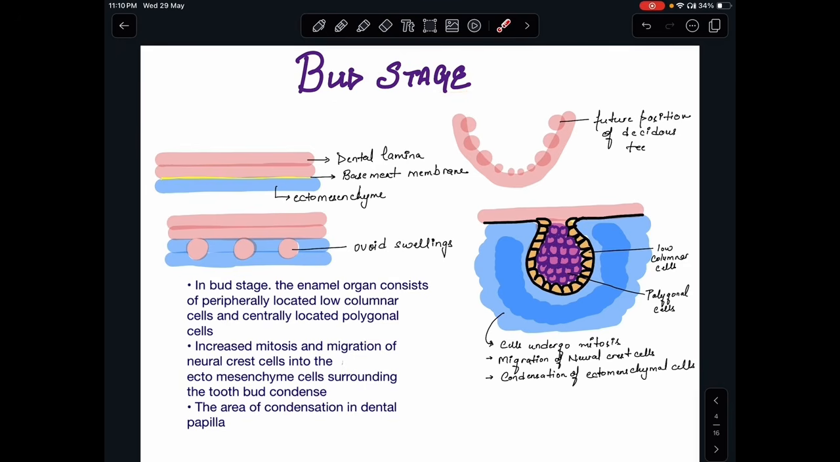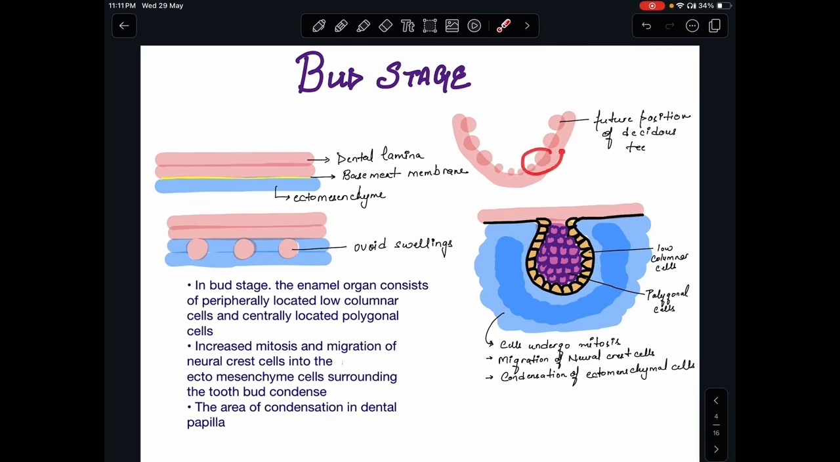So the bud stage starts with the differentiation of dental lamina. So this is the dental lamina, and then there's a basement membrane, and there is ectomesenchyme. So because of the interaction of the dental lamina and ectomesenchyme, the dental lamina proliferates into the ectomesenchyme, and it proliferates into 10 places throughout our arches. Okay, so we're talking about deciduous teeth formation. Okay, we have 10 deciduous teeth in each of the arch, so it will proliferate along 10 points. Each proliferation or each bud represents a deciduous tooth.